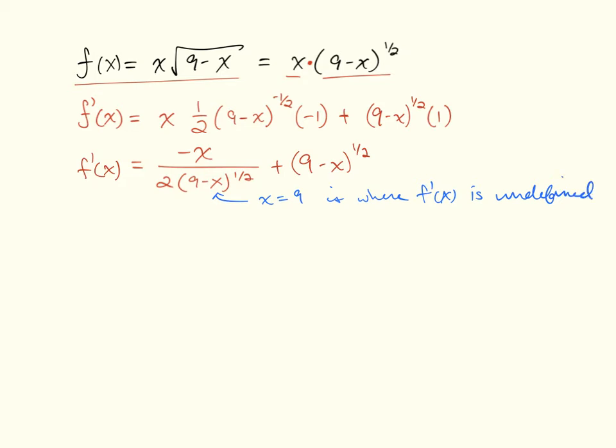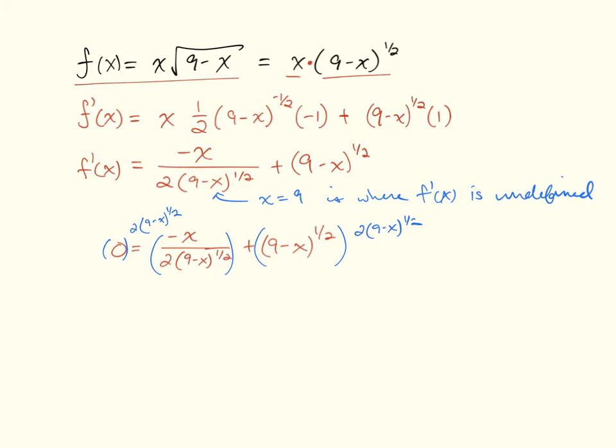The other way to find critical values is to set this entire expression equal to 0 and solve for x. So over here, we will do that. 9 minus x to the 1/2 power plus 9 minus x to the 1/2 power. My first go-to step is to always get rid of a denominator. Since there's a denominator here, I want to multiply all three terms by that denominator, 2 times 9 minus x to the 1/2, times 9 minus x to the 1/2.